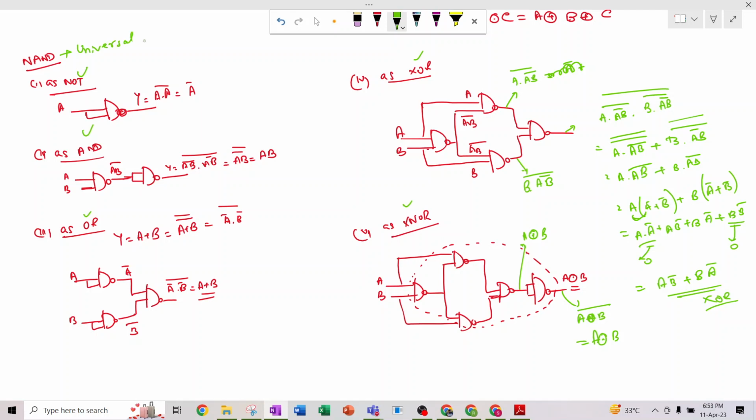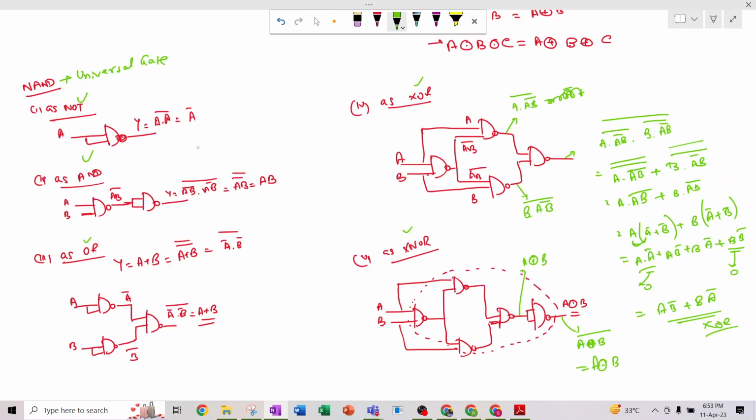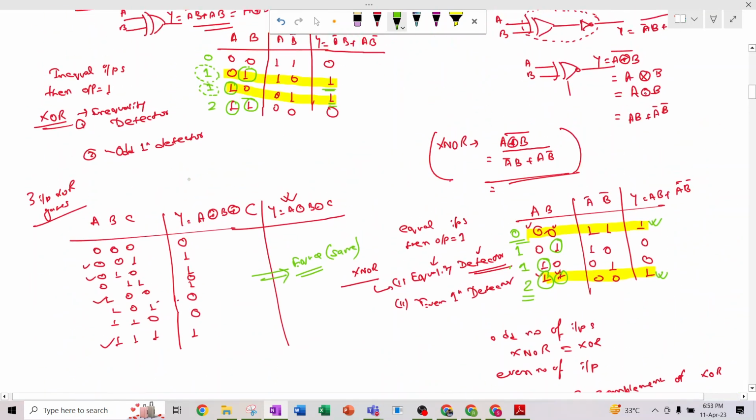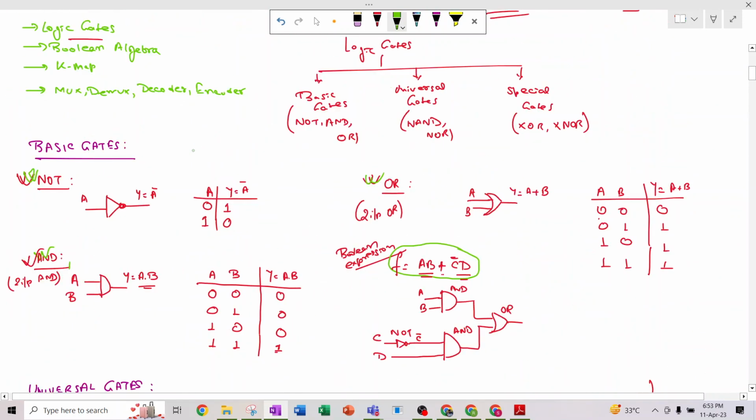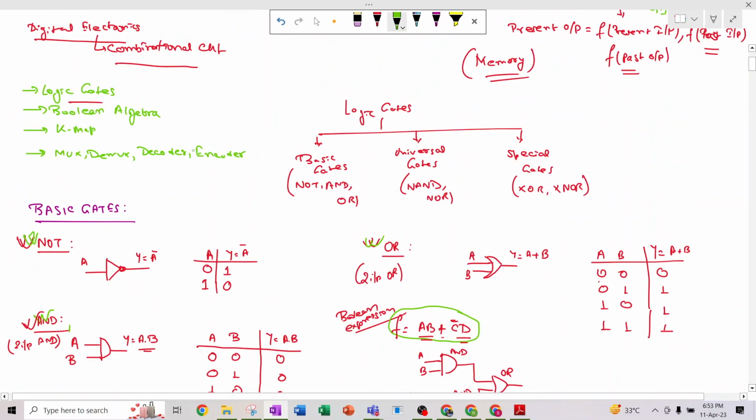Similar is the thing for the NOR gate also. Using the NOR gate also we can implement any kind of gate. So that's why it is known as a universal gate. So these are some basic things about the logic gates. I will not discuss how the NOR gate can be used as a universal gate. You can see in any book or any lecture and you can get that. Okay, so this first part is completed, which is logic gates.